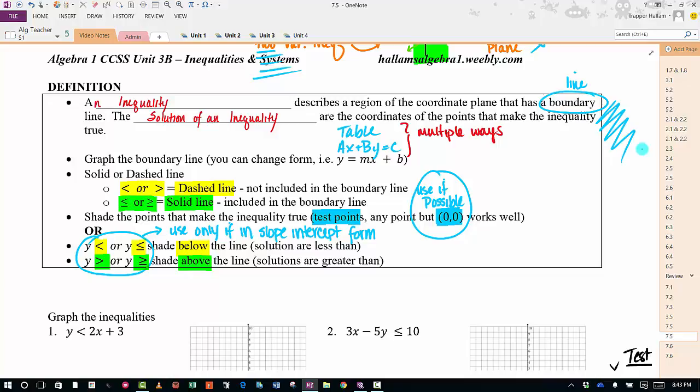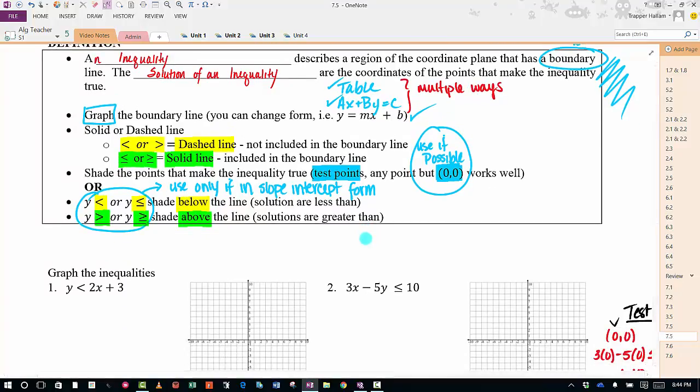How do we do this? Well, one, we graph. I don't care how you graph your boundary line, be it a table, from standard form, or from y-intercept form, but graph it. Use one of those 3 ways, whatever way works for you. Next, you have to decide if that line is a dashed line, which means it's a less than or greater than sign, not included, or if it is included, that it's a solid line. So now you've got your line, and you've made it dashed or solid.